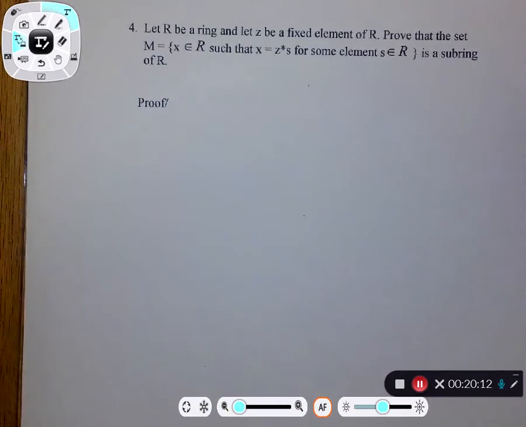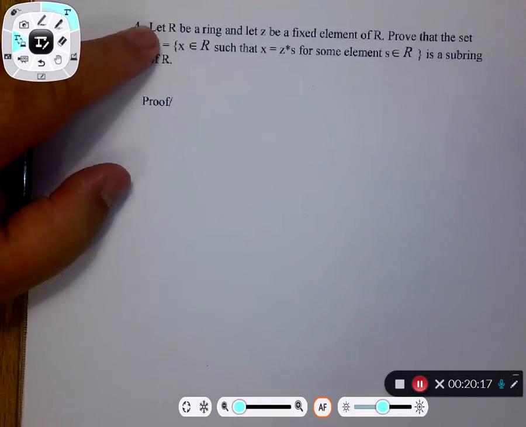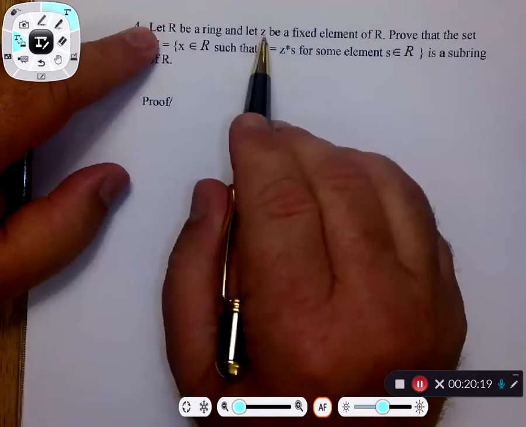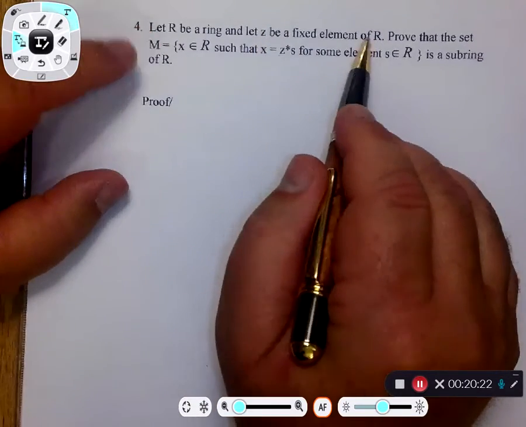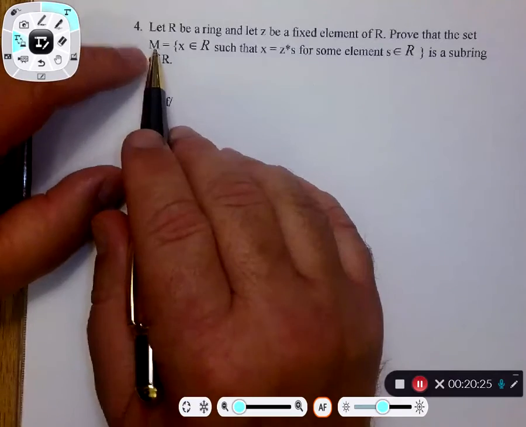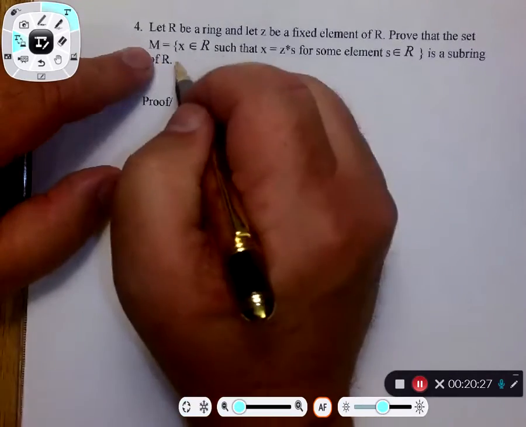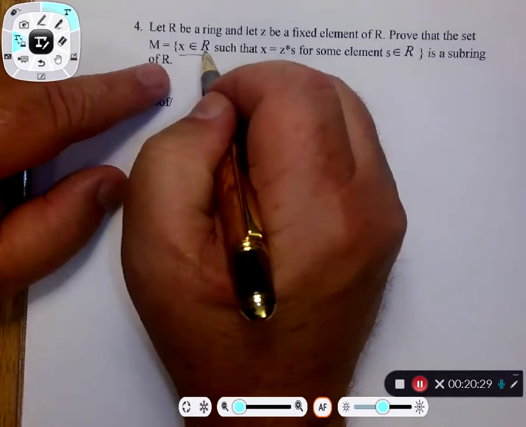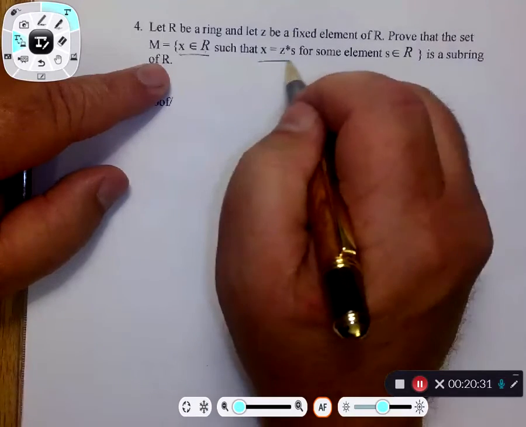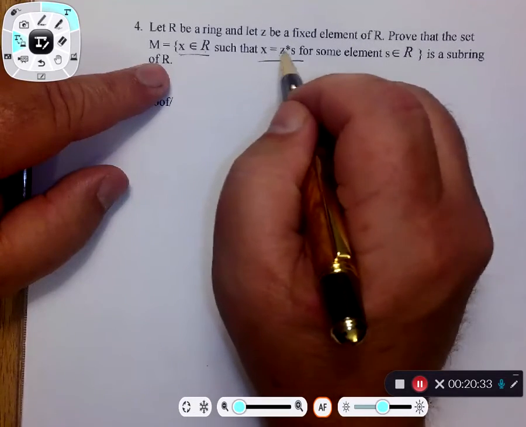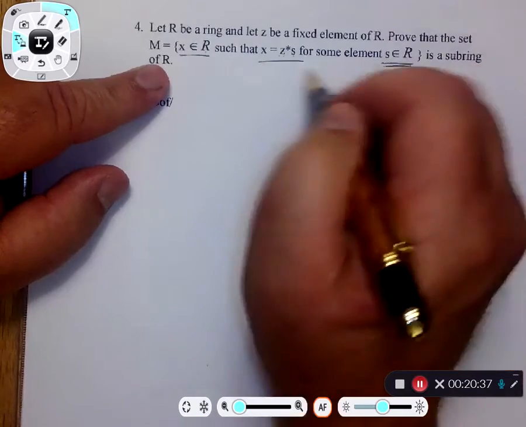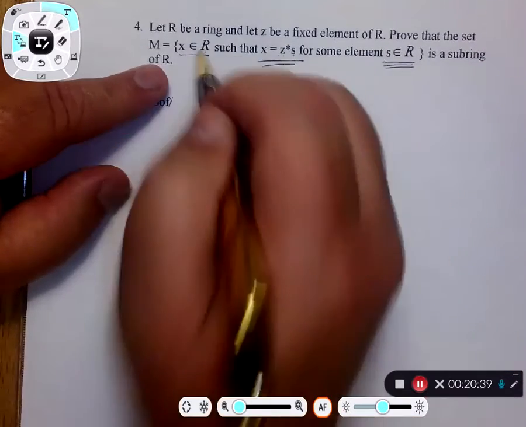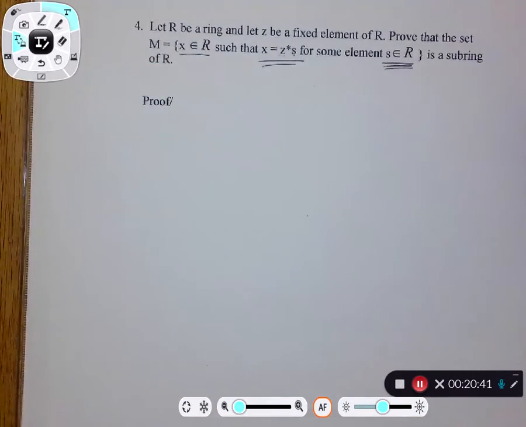All right, so what are you trying to prove is a subring? Well, first thing, R is a ring. That's going to be your overring. R is your ring, and Z is a fixed element. So you're given Z in R. You want to prove that M is a subring of R. M is the elements X from R. Got to show me that you come from R. You've got to show me that you are equal to Z times somebody. And the third part is that somebody came from R. So there's three things you actually have to show me on this thing.